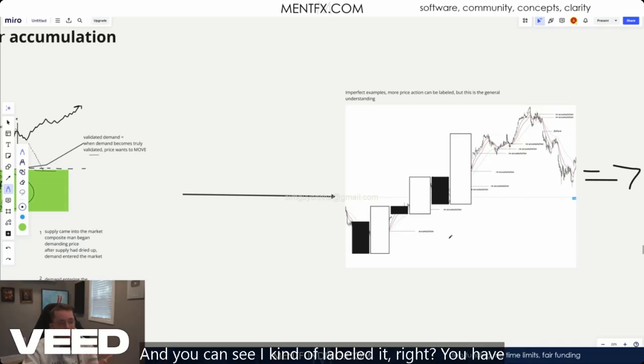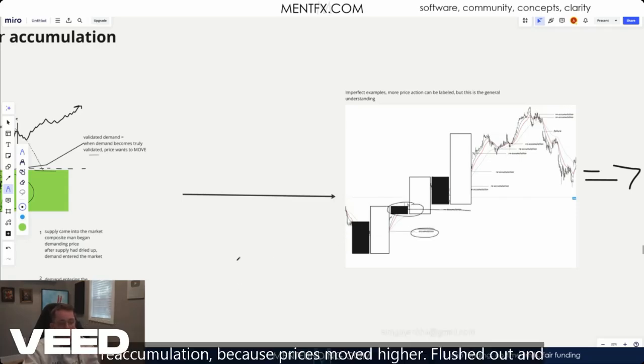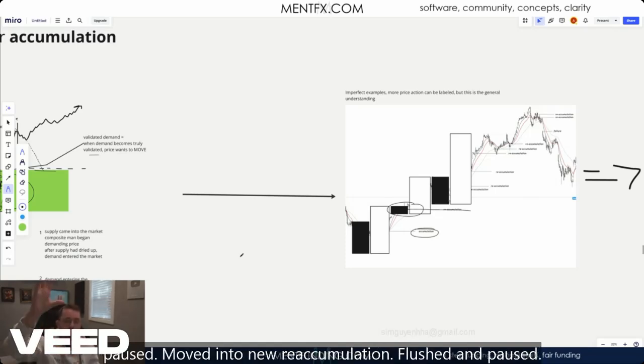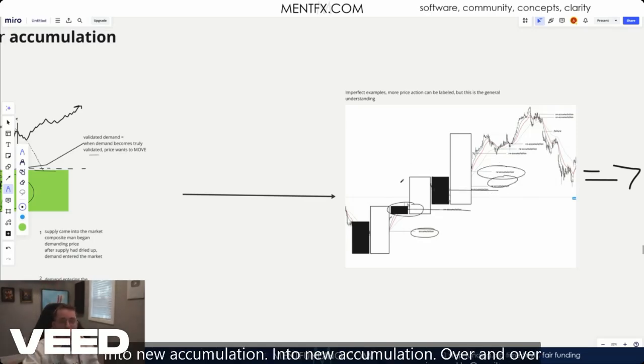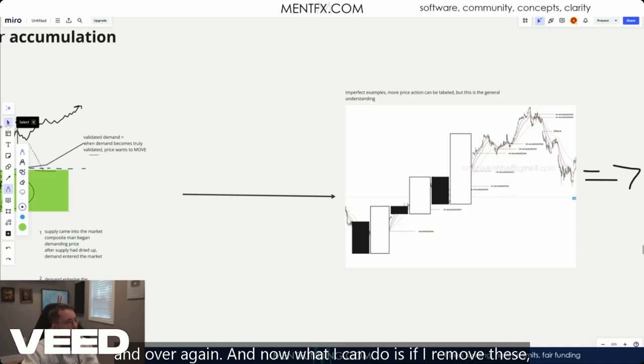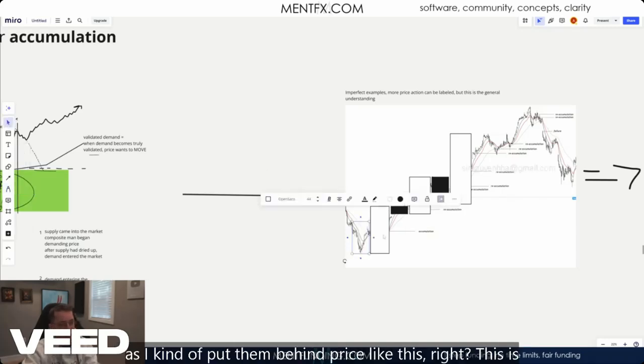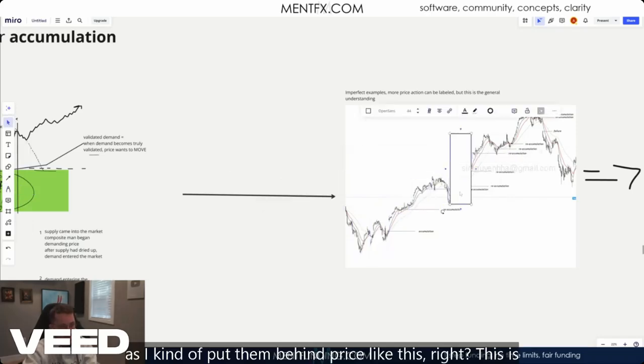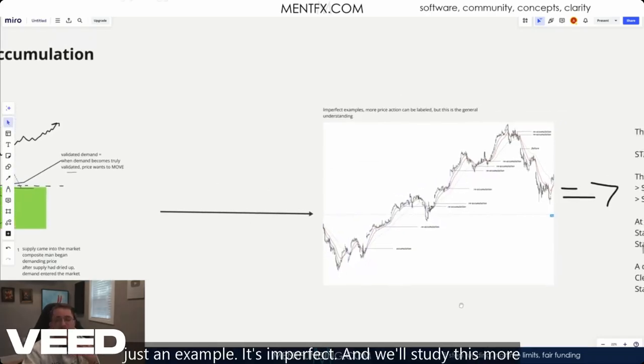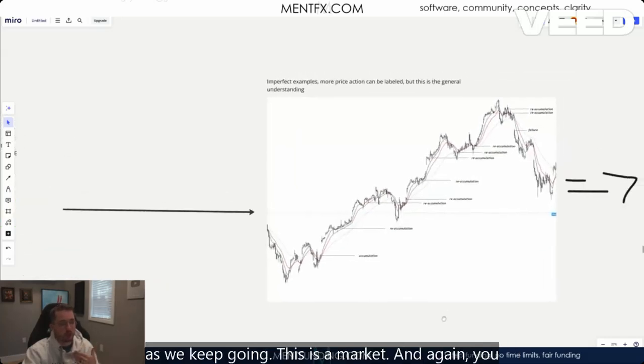And you can see I kind of labeled it, right? You have overall price accumulation. There it is. Moved into price reaccumulation because prices moved higher, flushed out and paused, moved into new reaccumulation, flushed and paused into new accumulation, over and over and over again. And now what I can do is if I remove these, as I kind of put them behind price like this, right? This is just an example. It's imperfect, and we'll study this more as we keep going.